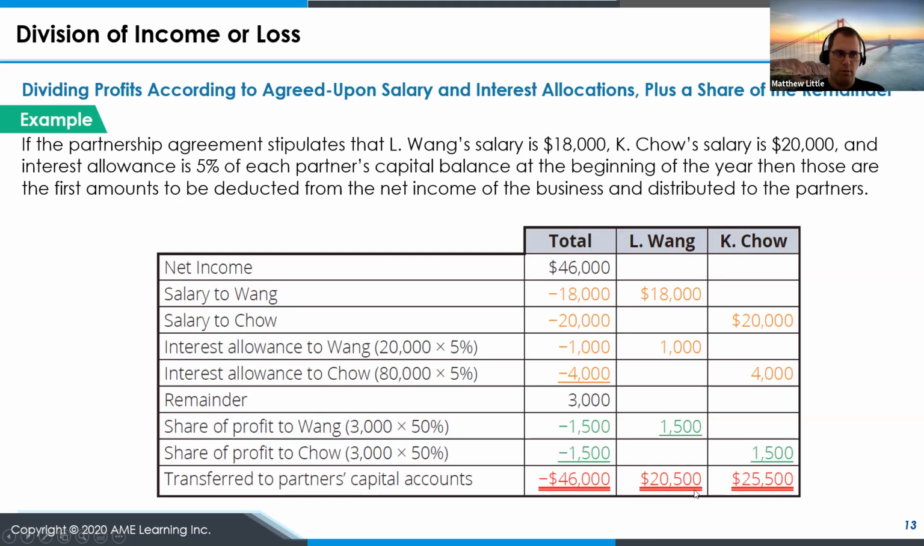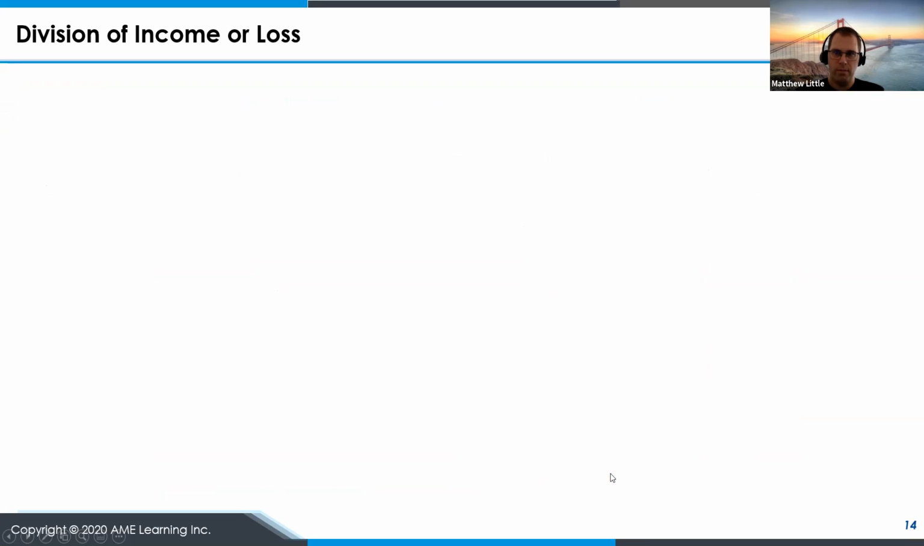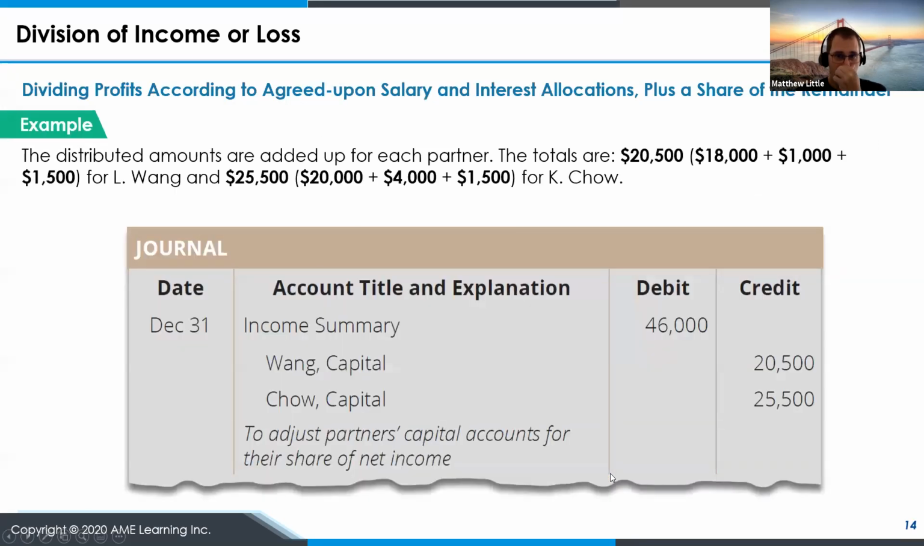So their change in equity for the year out of the 46,000 would be 20,500 to Wang and $25,500 to Chow, which totals the $46,000 net income. To record that journal entry, we would debit the income summary for 46,000, and our backup document says the credit to the two capital accounts for Wang and Chow will be $20,500 and $25,500 respectively.